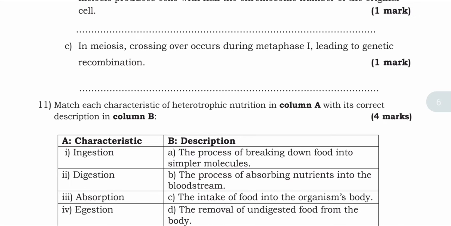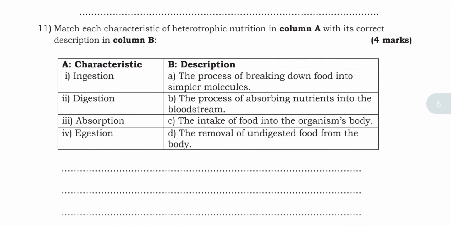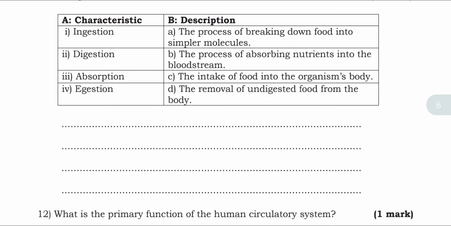Question 11. Match characteristics of heterotrophic nutrition with the correct description. Ingestion, digestion, absorption, and egestion. Whereas the descriptions we have right here are: the process of breaking down food into simple molecules, the process of absorbing nutrients into the bloodstream, intake of food into the organism's body, the removal of undigested food from the body. After matching, you have to write it in the space provided to make it clear, in order to prevent any loss of marks. Okay, now we can move on to question 12.